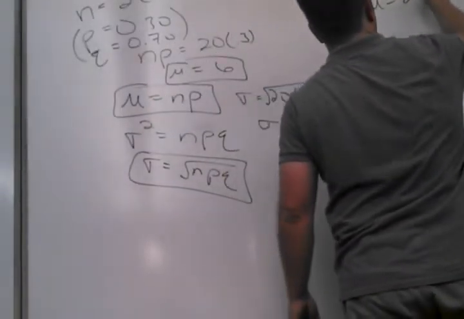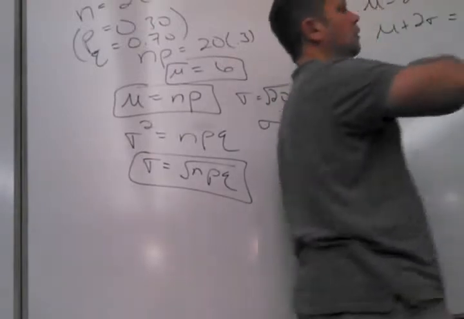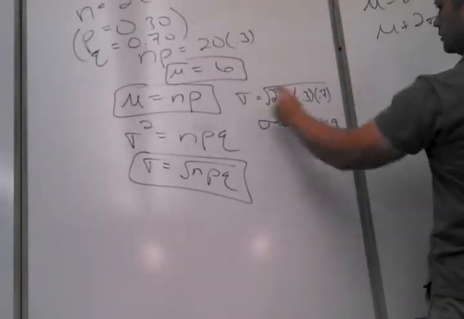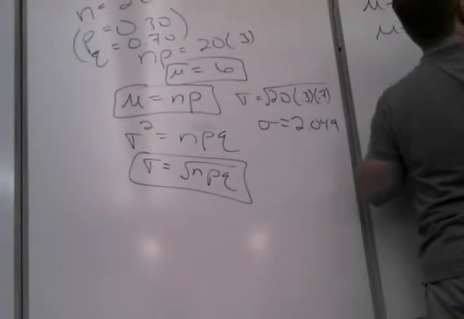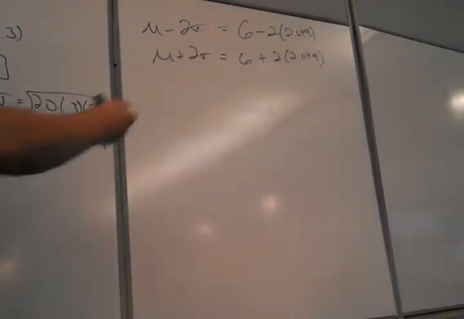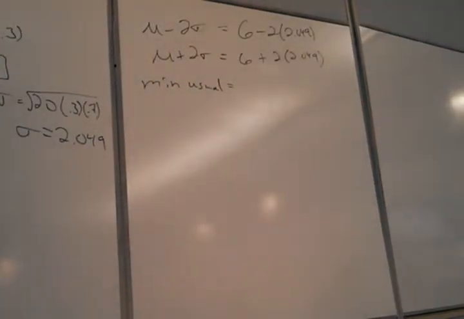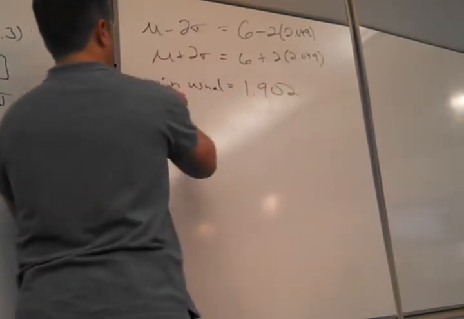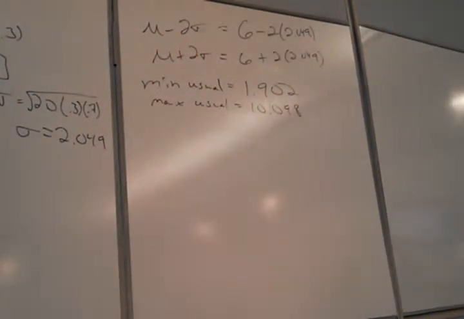So what is mu minus 2 sigma and mu plus 2 sigma? Mean is 6, standard deviation is 2.049. So do that and that. So the minimum usual value, 2 times 2.049 is 4.098, so it'd be 1.902. And the max? 10.098. So if you made 10 free throws, personally I'd be a bit shocked, but it wouldn't be unusual. It's within that range, right?